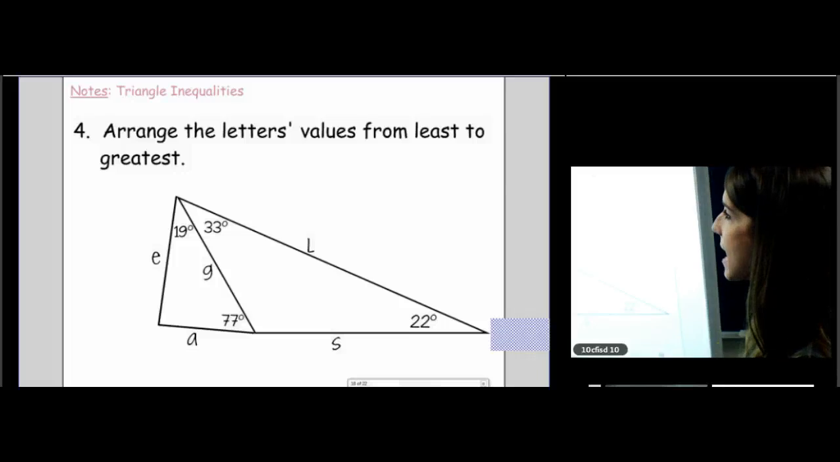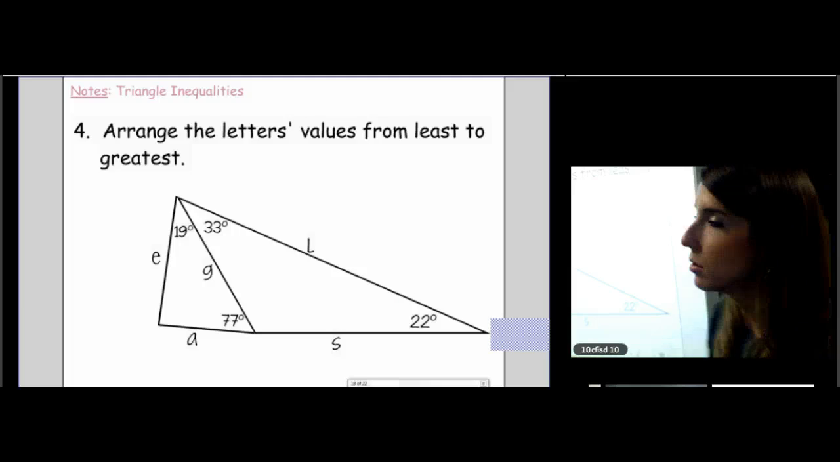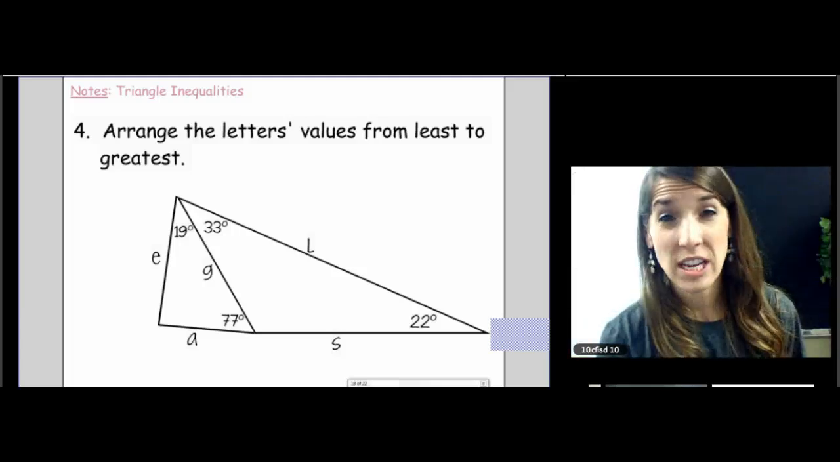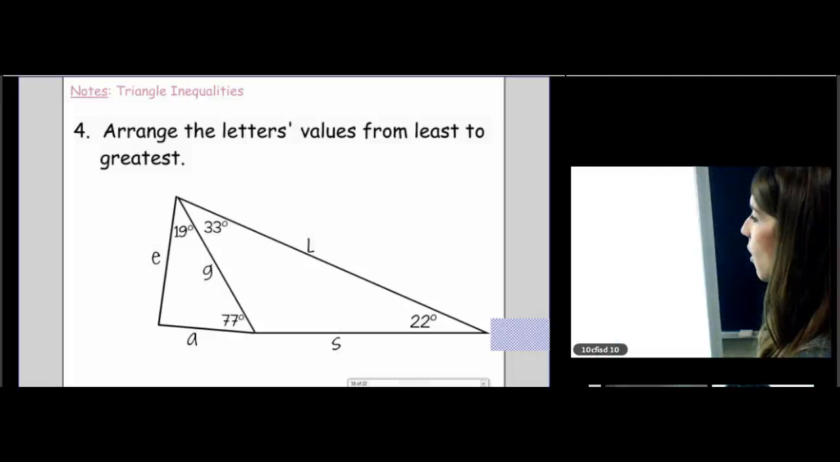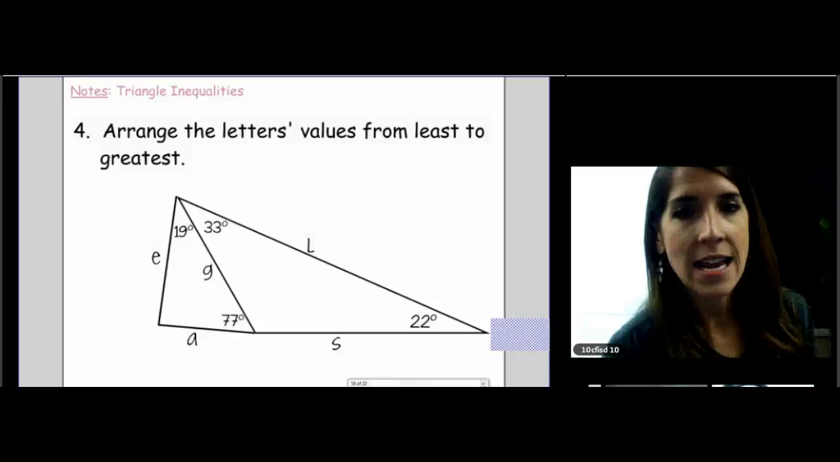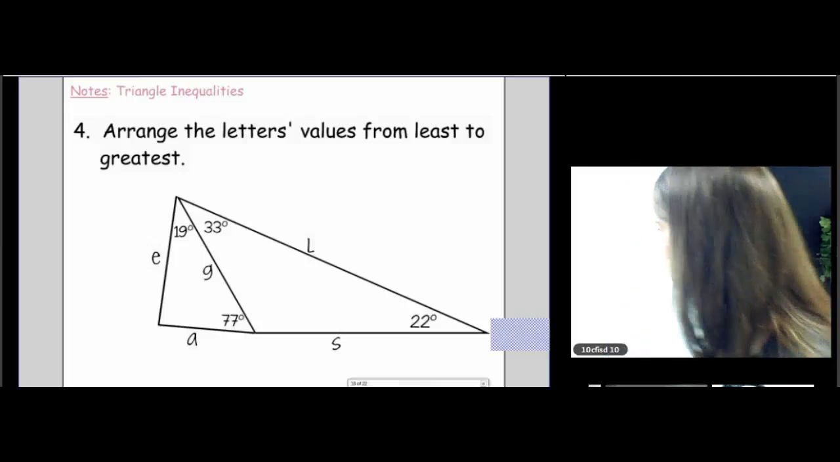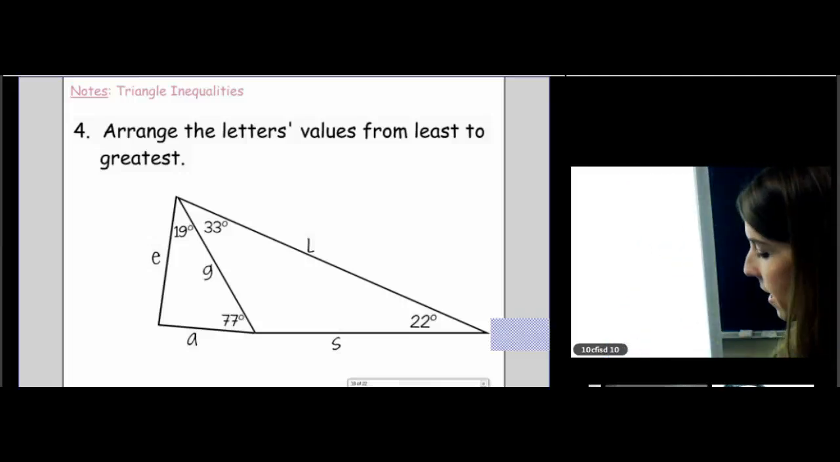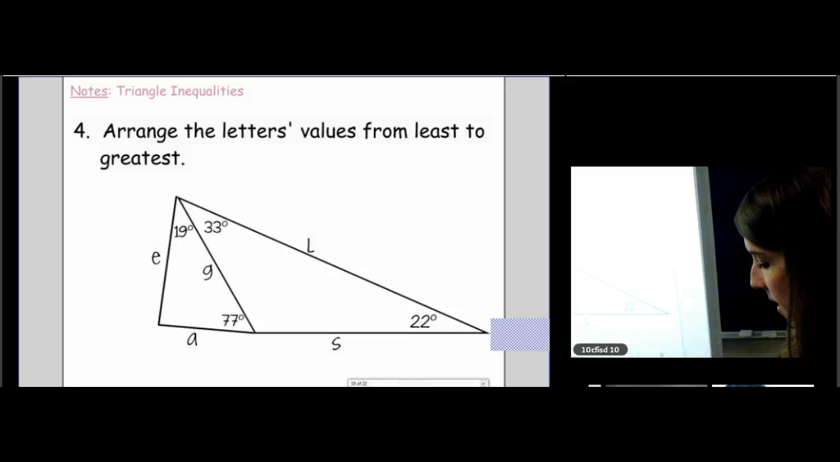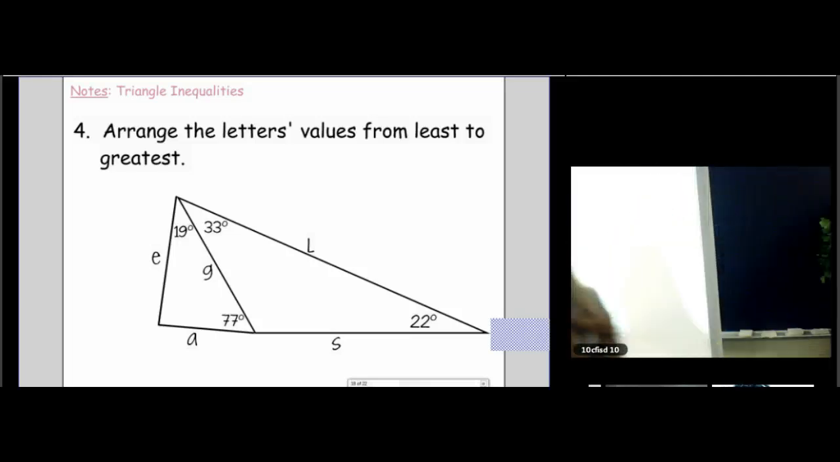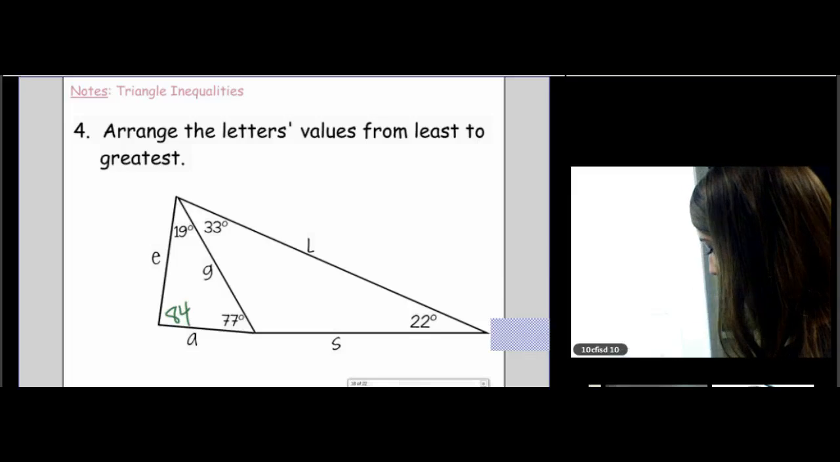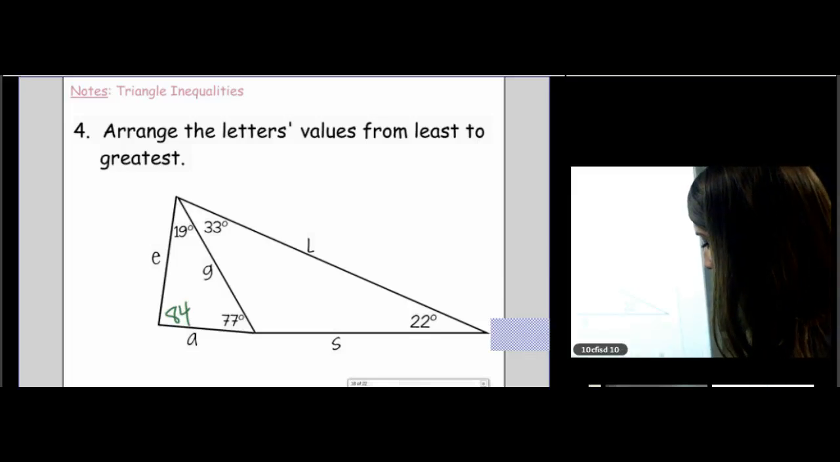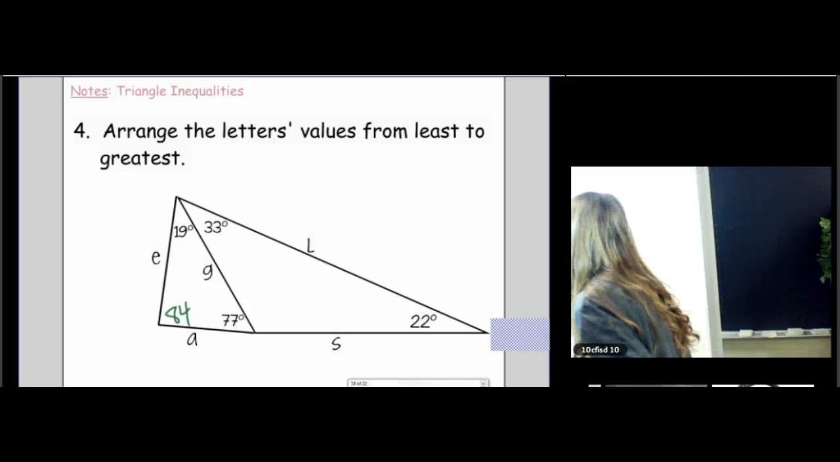Last problem of the day. Arrange the letters' values from least to greatest. Ooh, there's two triangles here, and you're going to have one on your homework that has two triangles as well. What I would do first is find any angle that's missing. So let's use our triangle angle sum theorem to find the missing angles. Find the missing angle and find the missing angle.